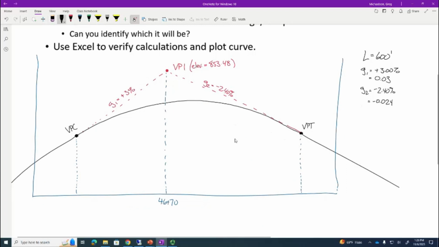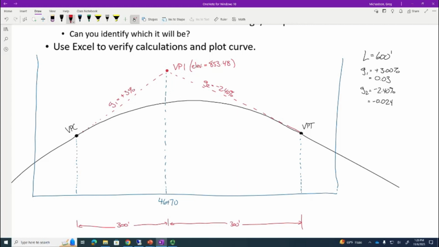What you can see here is, we said this curve is 600 foot long. I propose that if this curve is 600 foot long, then this distance is 300 feet. And the same thing with this one, this distance is 300 feet. I know my scales are a little off, but bear with me. So if this is 300 feet and this is 300 feet, can somebody tell me what is the station right here? If this is 4670, what's this station? 4370. What about this one? 4970. Okay, all right. So we're getting somewhere.